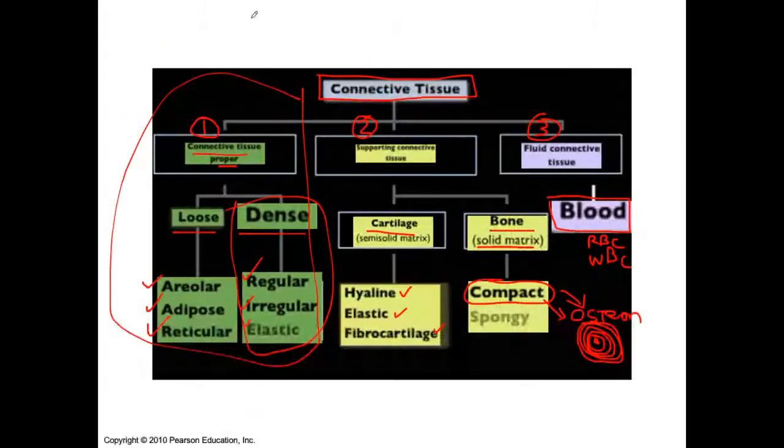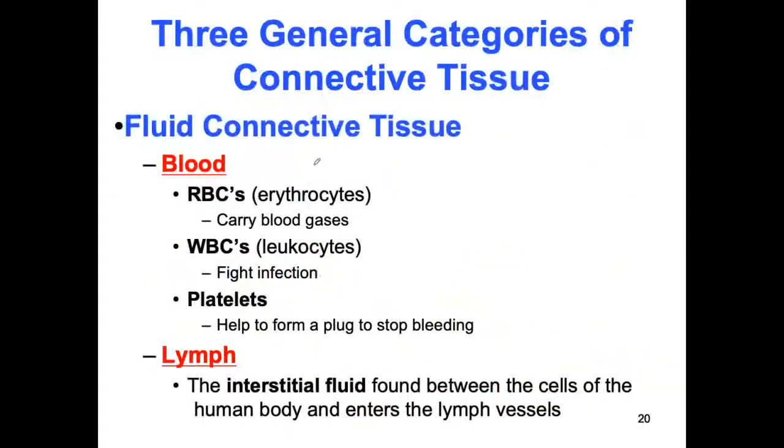Now let's look at, so we did category 1. Let's look at category 3, which is fluid connective tissue. That's what it looks like next here. And under fluid connective tissue, there's blood and there's lymph. So blood, we have erythrocytes. An erythrocyte is really just a red blood cell. And the purpose of red blood cells is they're going to carry blood gases. They're going to carry oxygen, carbon dioxide, and nitric oxide, NO. That's the purpose of red blood cells.